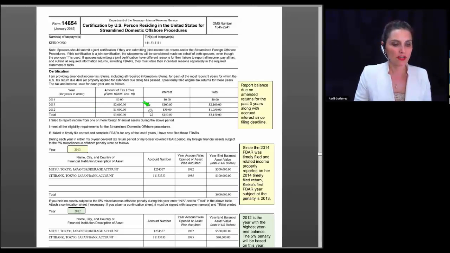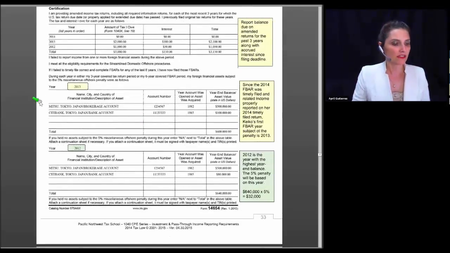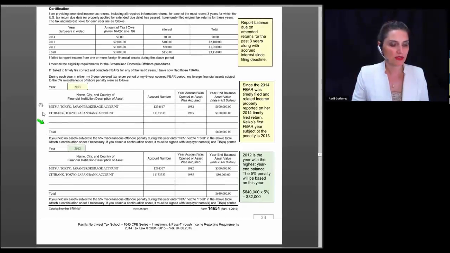We figured interest owed on those years, and included that in. So the total amount of tax that she owes and interest that she owes is $31.50. We then go down year by year and list her foreign financial assets. The instructions say if you have more accounts than there's space for that you should attach a statement, but I kept it small at just 2 accounts.